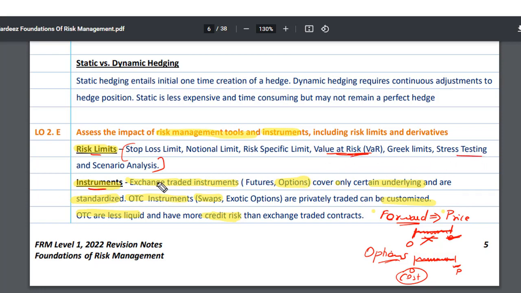Similarly, I can use stress testing or scenario analysis as my risk limit, but they also have their limitations. I don't know what scenarios to use, what to include, what to exclude. I may have hypothetical scenarios in mind, but which one is correct and which one is incorrect can also lead to some consequences. So this is the last learning objective, assessing the impact of these risk limits and different derivative instruments. That's it for chapter number 2. Let's move on to the third chapter now.